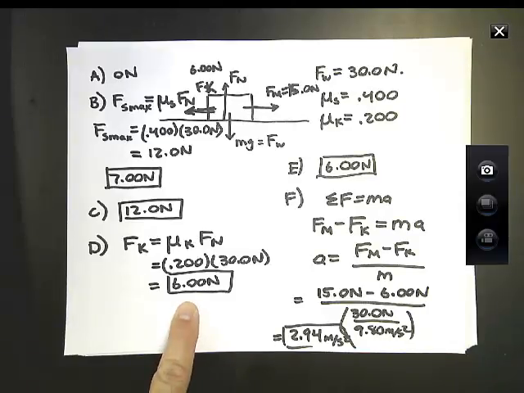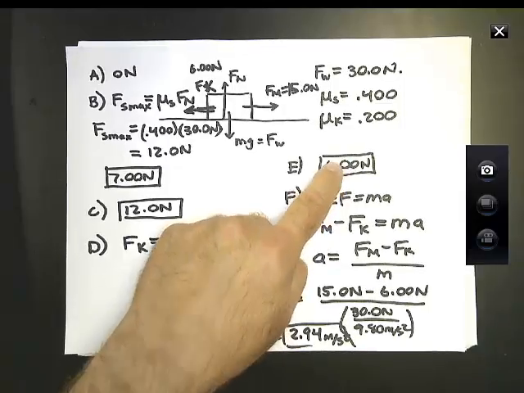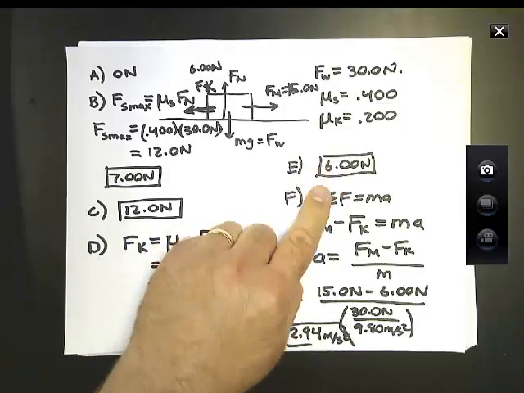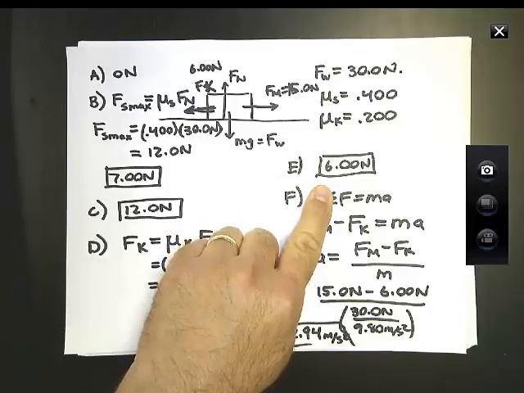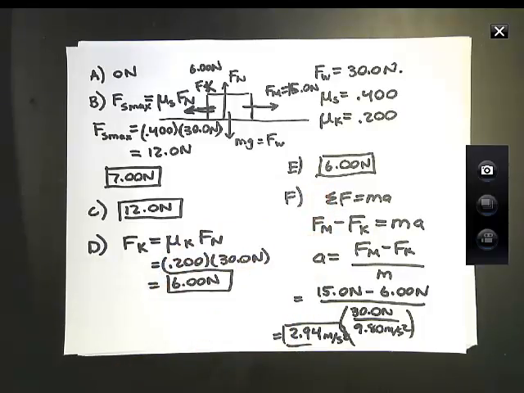And that stays the same, no matter how much more force the monkey applies after that, this remains 6 newtons. So the monkey can still apply 15 newtons of force, kinetic friction is still only 6, and then we can apply F equals ma to find the acceleration. So, not too terrible.